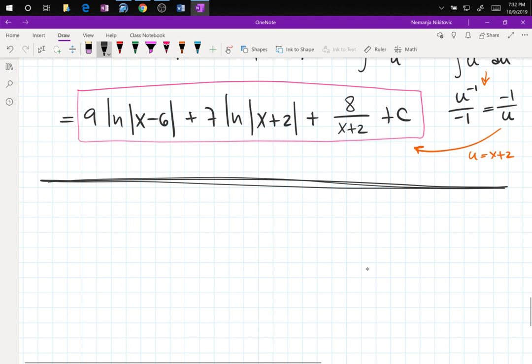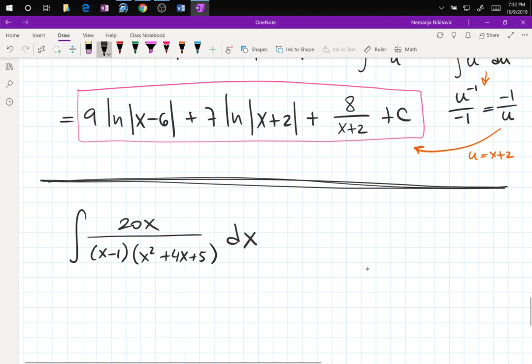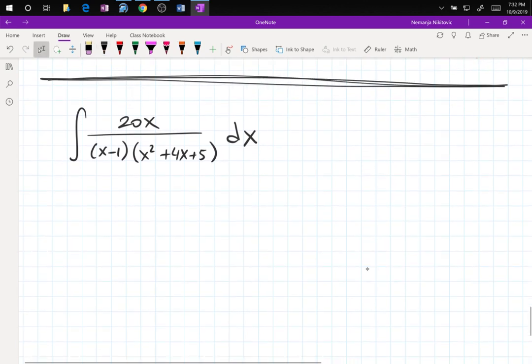Lock the doors. Integral 20x divided by x minus 1. It's a linear factor. X squared plus 4x plus 5 dx. What happened? The answer is 3? Okay, fine, whatever.